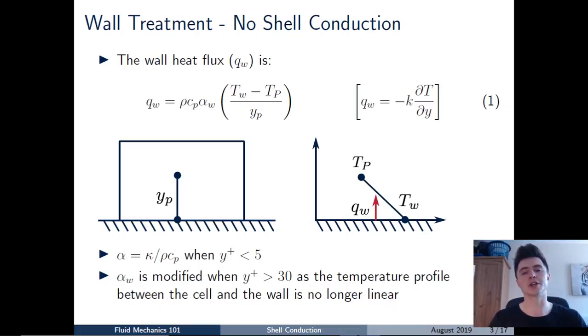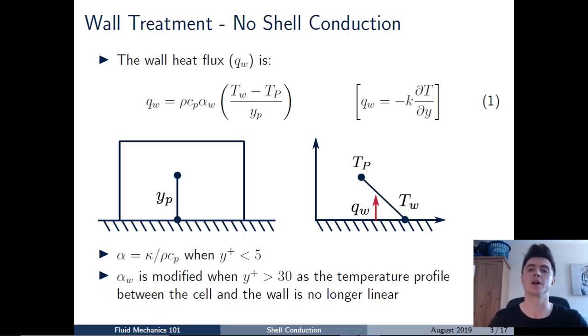And where does equation 1 come from? Well, equation 1 is a slight rearrangement of Fourier's law for heat conduction, which is given there on the right hand side in the square brackets, just as a reminder of where that equation comes from. Also, for a fluid connected directly to a solid wall with no shell conduction, the near wall thermal diffusivity alpha is given by K over rho Cp when Y plus is less than 5.